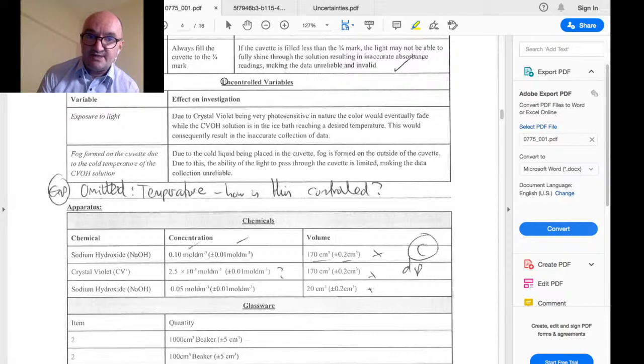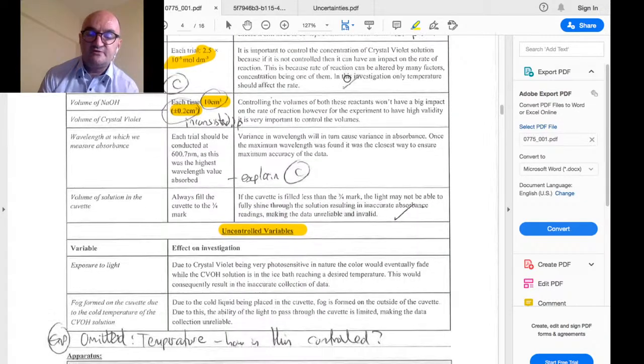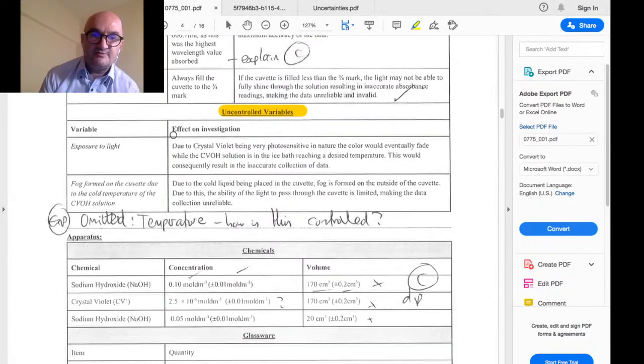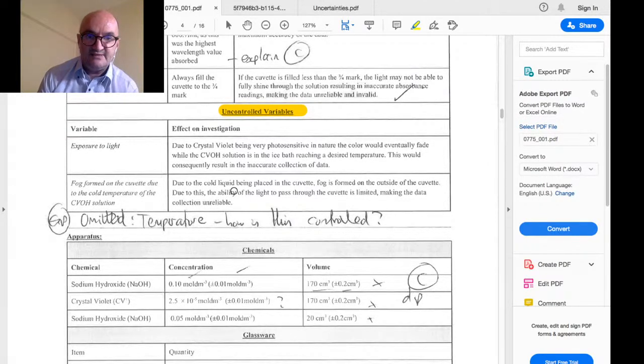Clearly, she's listened to some things that she's been reading or been hearing. She has put some uncontrolled variables in there, because students often miss those out, the things that you can't control, the exposure to light. She's got fog or mist formed on the side of the cuvettes, and this is all really nice anticipatory stuff, and also doubles up as qualitative data.